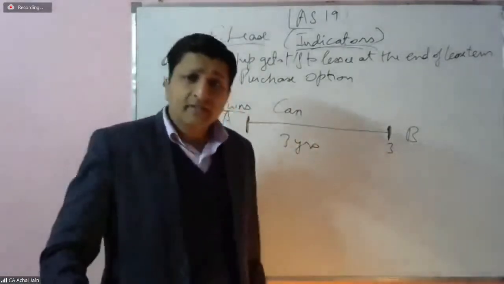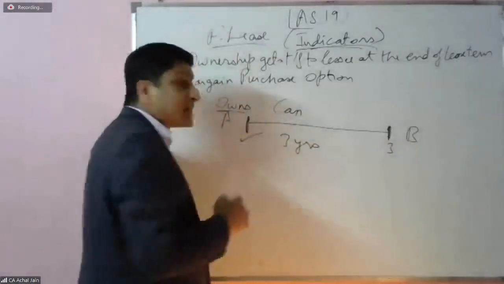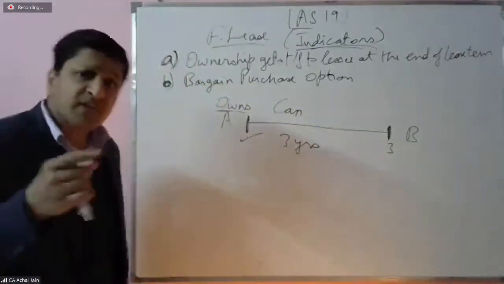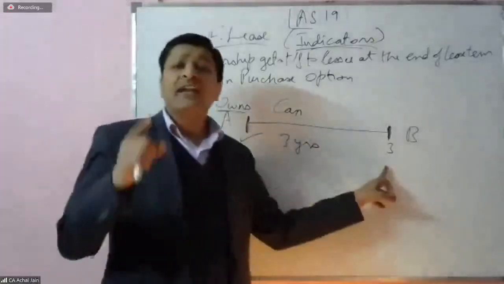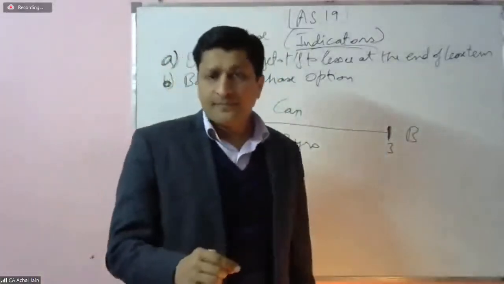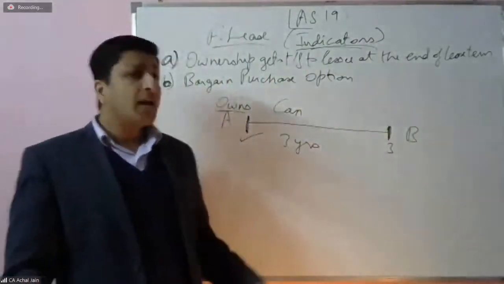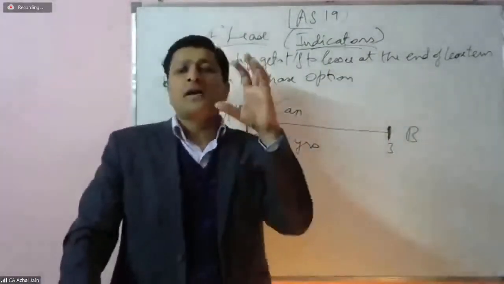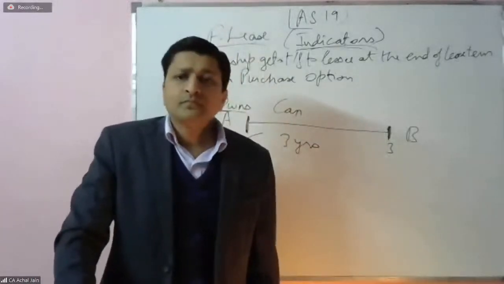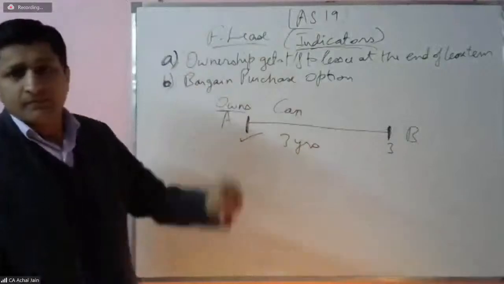It's agreed at the inception of the lease. Over here, it's agreed that after 3 years, B will get an option to buy if B wants the car. If B wants, B can buy the car at a value which is below the market price. This is called a bargain purchase option.